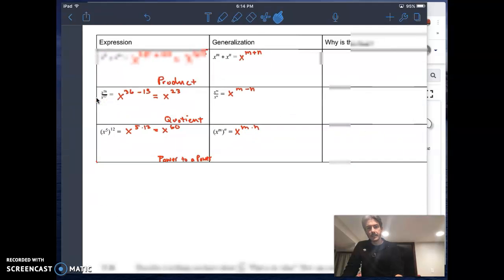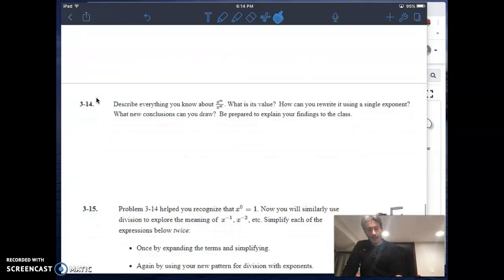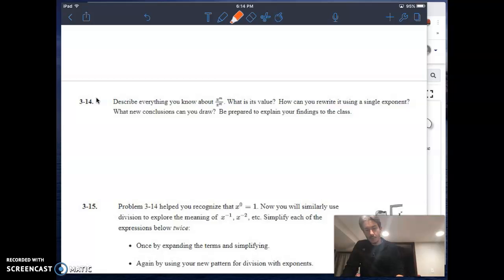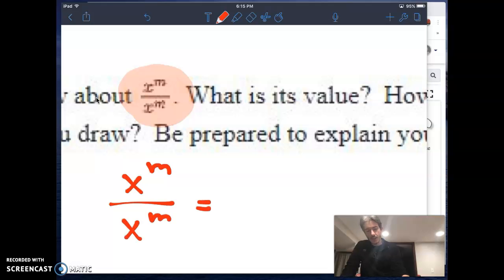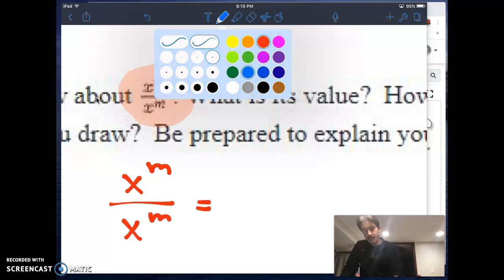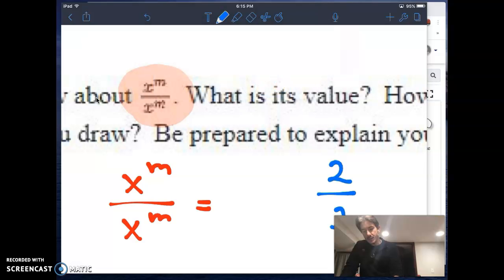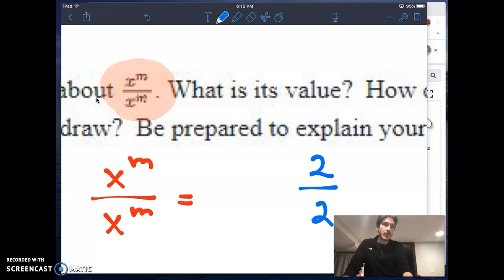Okay, let's keep on keeping on, because there's two new things I'm going to throw at you today. And we're going to do 3-14, and it's really important. It says, hey, describe everything you know about x to the m over x to the m. I know that gets a little bit blurry, but we did something like this in our last video lesson. In general, you've got something over itself. Now imagine it's not a base with an exponent. Imagine for a second it's something like 2 divided by 2, right? It's 2 shared two ways. You have $2 split between two people. Well, we've known this for a long time.